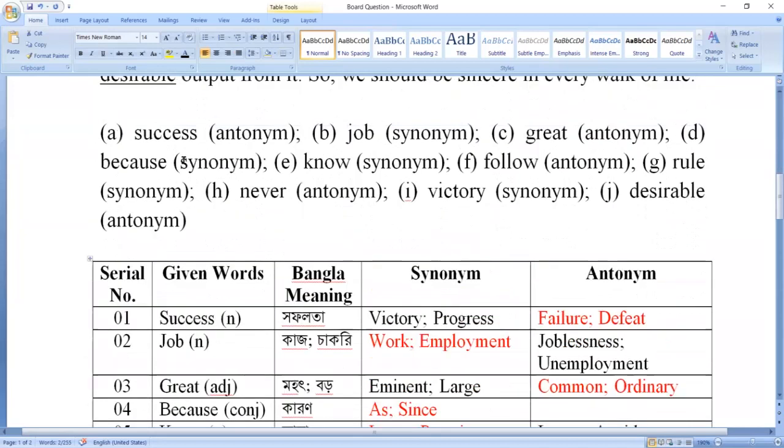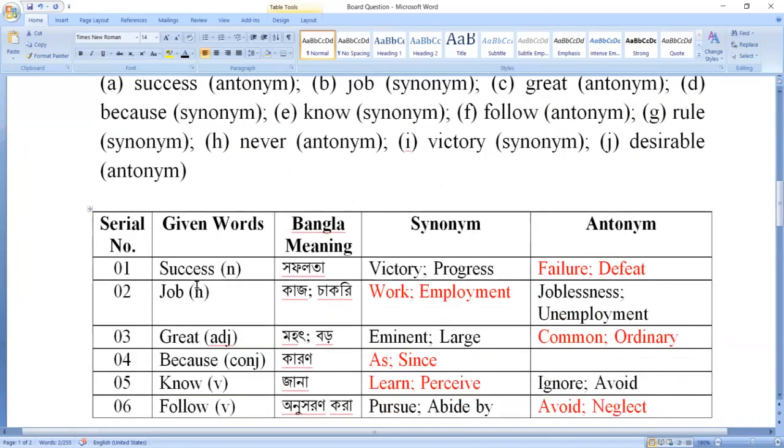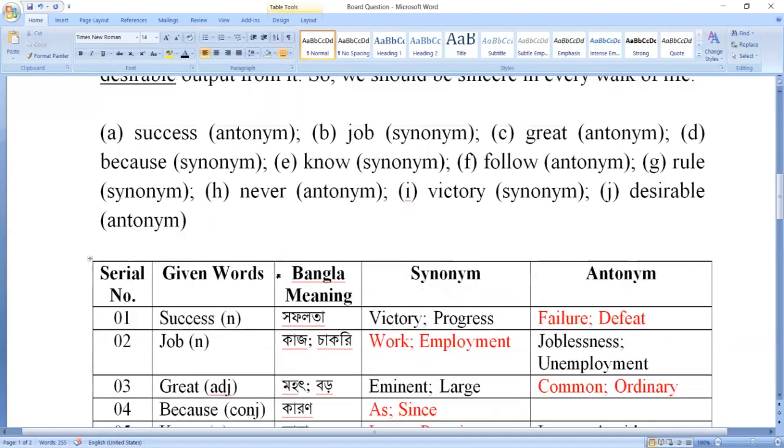Then you have to find out the synonym or antonym according to the parts of speech. That is, here the word is success and this is a noun. So when you have been asked to write the antonym, you have to write the opposite word of success, but the word must be a noun. The new word which you are going to write, you have to write it as a noun. That is, the part of speech of that antonym would be noun.